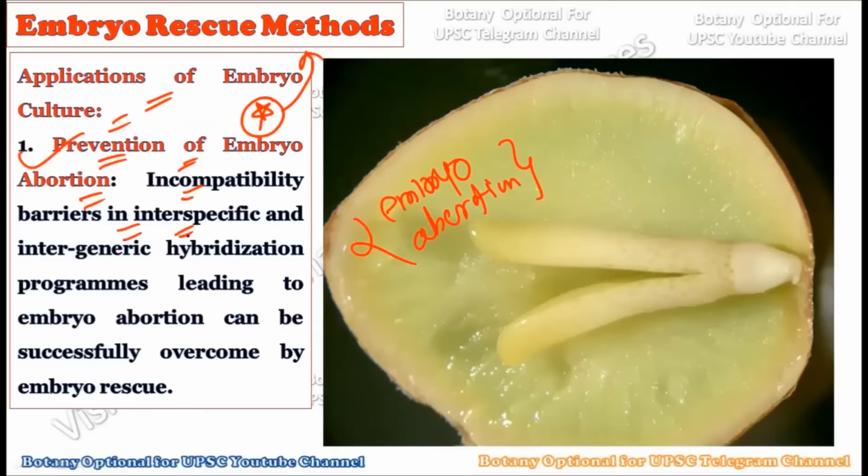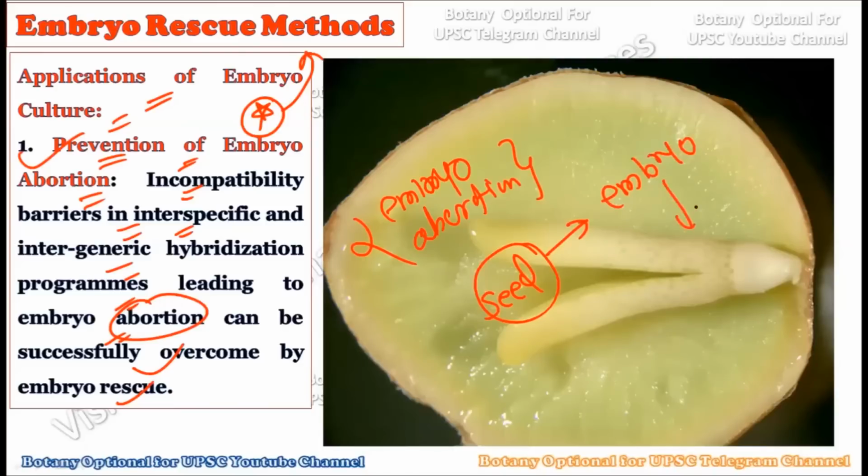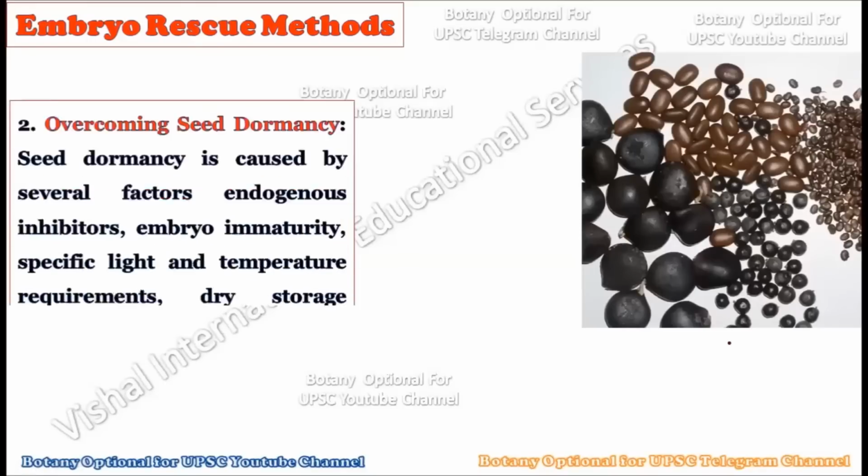Incompatibility barriers in interspecific and intergeneric hybridization programs leading to embryo abortions are successfully overcome by embryo rescue. Simply, the seeds which are produced by these hybridization methods, we can take these non-viable seeds, extract the embryo, and out of this embryo, by using the plant tissue culture technique, we can create a whole new plant. So basically we are rescuing the seeds which are not able to germinate, and still we are able to create a whole new plant out of them. So this is the biggest application of embryo culture or embryo rescue methods.